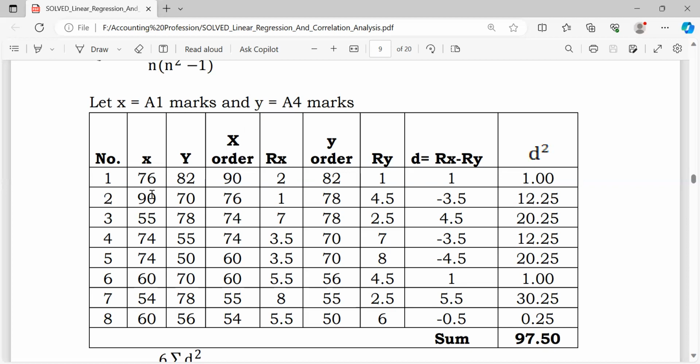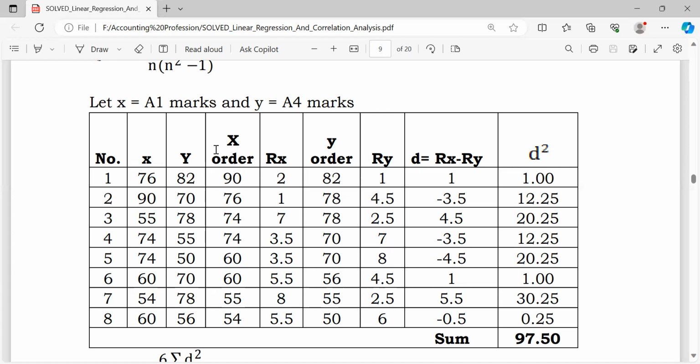And after 74, the next one is 60. So I would have 60 here, but I also have another 60, so I have 60 and 60. And then you remain with 55 and 54, so 55 first and then 54. All right, now after arranging them in descending order, we are in a pole position to determine our ranks. Okay, how do we do this?